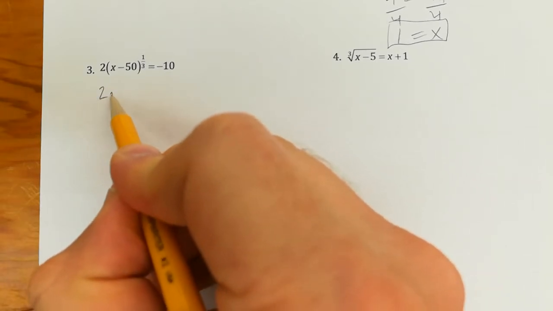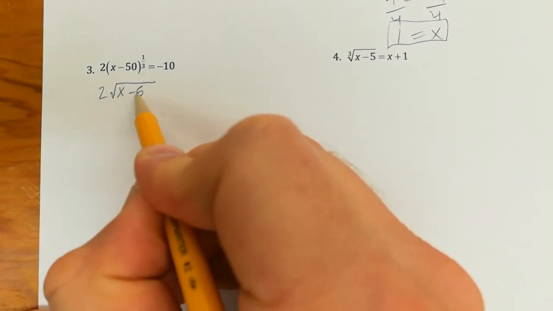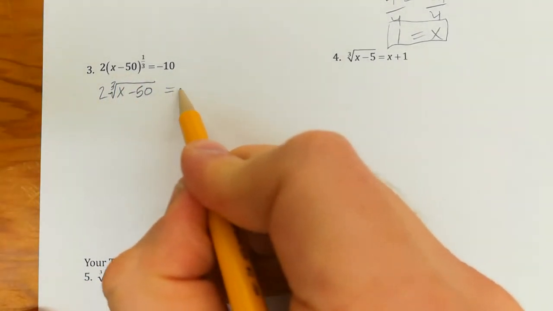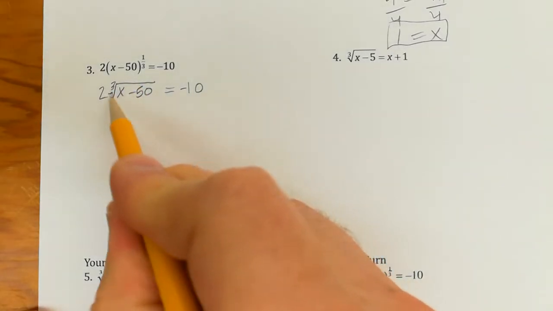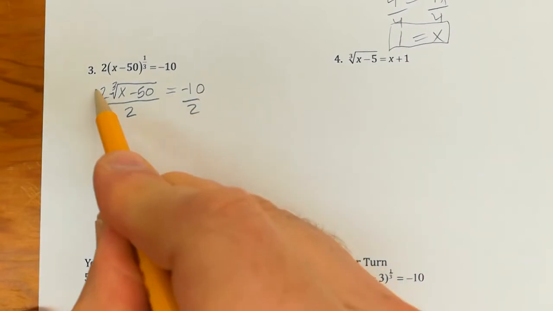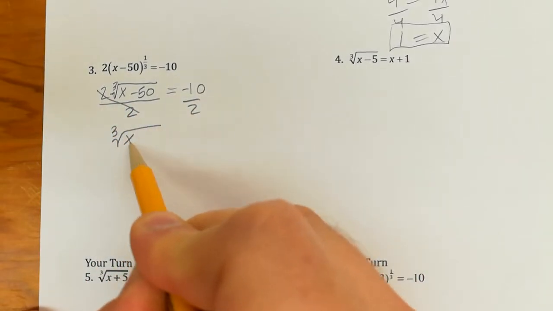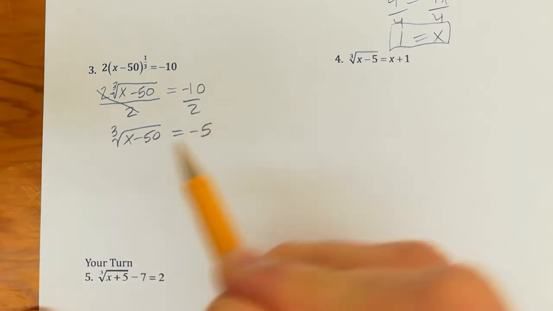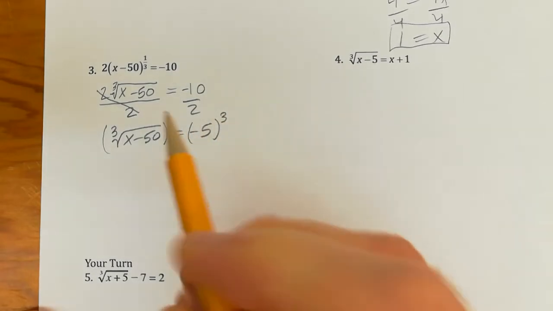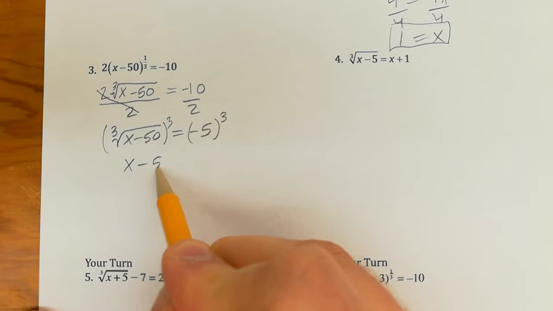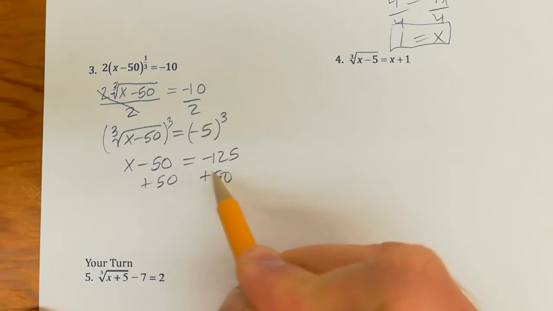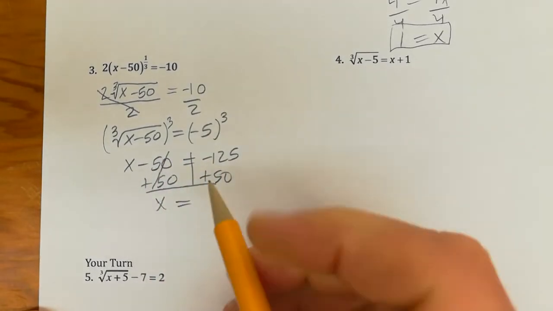Once again, I like to change this to cube root rather than a 3rd power. So I'm just going to rewrite it like that. You need to isolate that radical first. So we're going to divide by 2. And so we get cube root of x minus 50 equals -5. And now we're going to cube both sides. So this is kind of looking like number 1 at this point. So x minus 50 equals -125. Add 50 to both sides. And we get x equals -75.